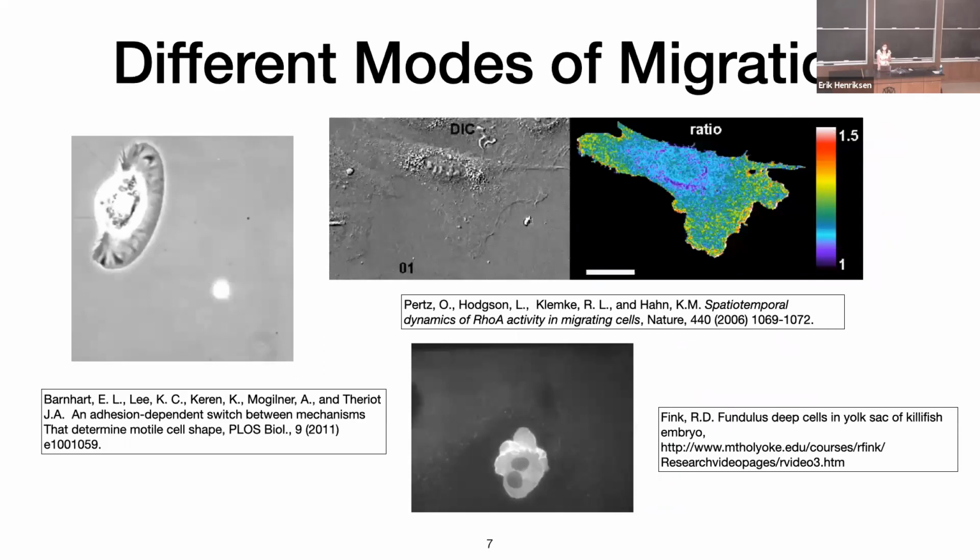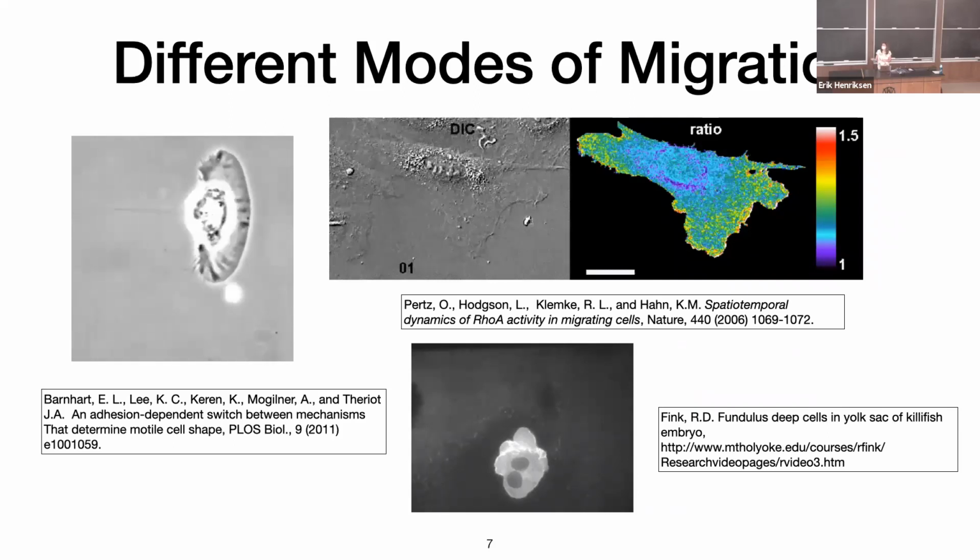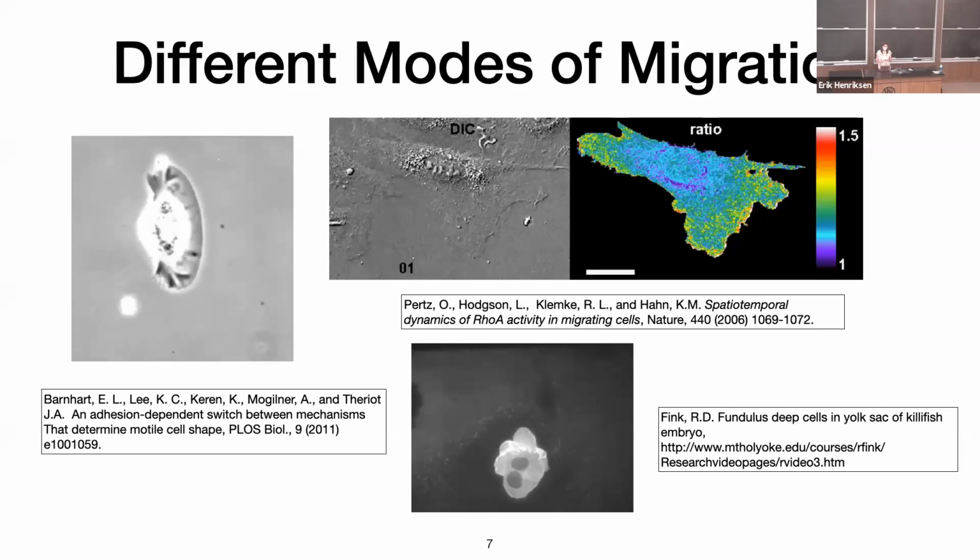And here are some movies showing different modes of migration. The first one is the keratocyte that I mentioned earlier. You can see that it's just moving, maintaining roughly the same shape. And we see the retrograde flow of actin, which I'll define for you later on. So that's sort of the standard one.